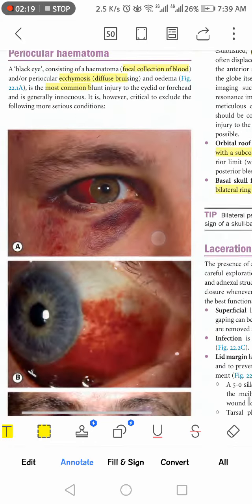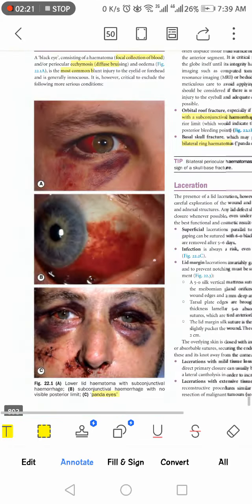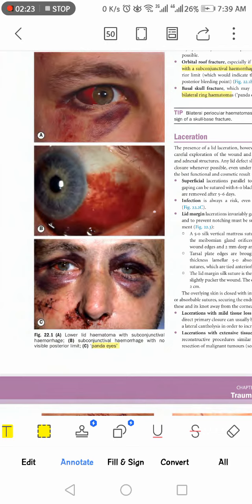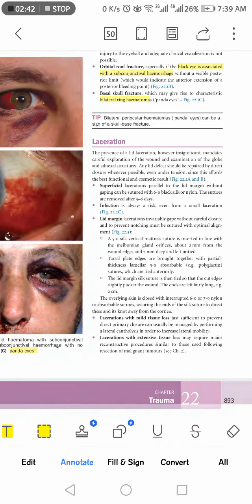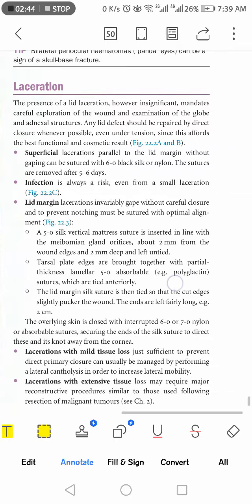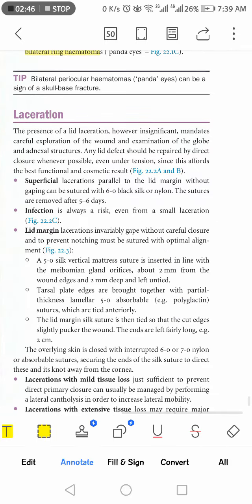Now look at the pictures. These are some pictures. Picture A shows lower lid hematoma with subconjunctival hemorrhage. Picture B shows subconjunctival hemorrhage with no visible posterior limit. The posterior limit is not visible. C is panda eyes. These are some important points regarding trauma to the globe.